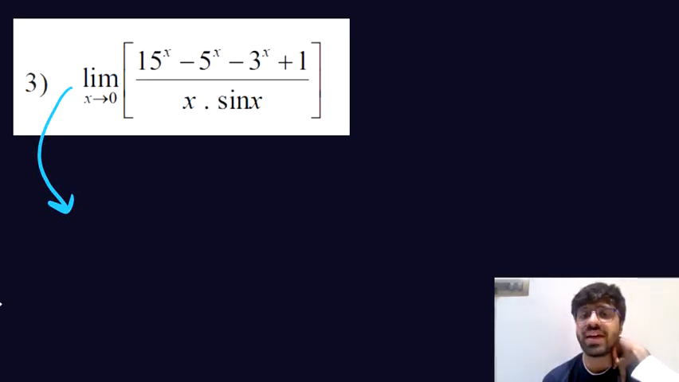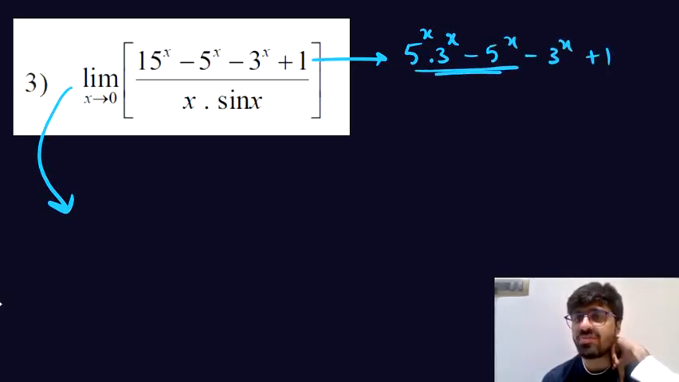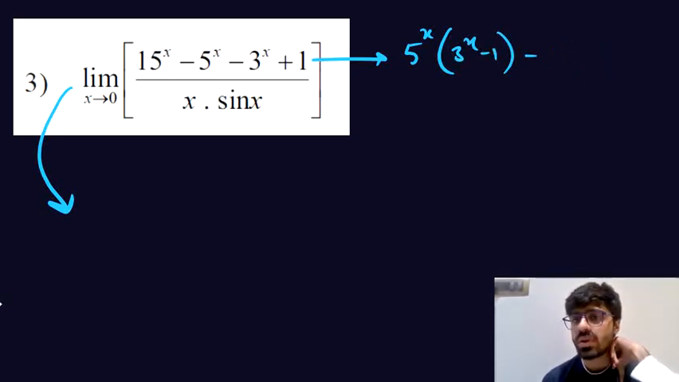All you need to do is factorize the numerator. Keep in mind 15 power x can be treated as (5 into 3) the whole power x, which is actually equal to 5 power x into 3 power x. Then we have minus 5 power x minus 3 power x plus 1. Pull out 5 power x common from here. So after doing that we have 5 power x into (3 power x minus 1). Pull out a minus 1 common from here. So we have minus of (3 power x minus 1).